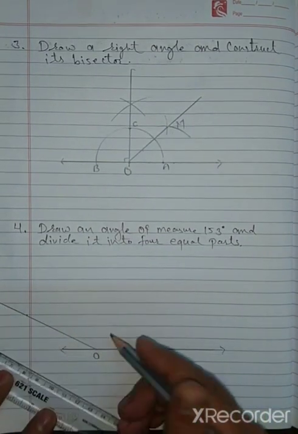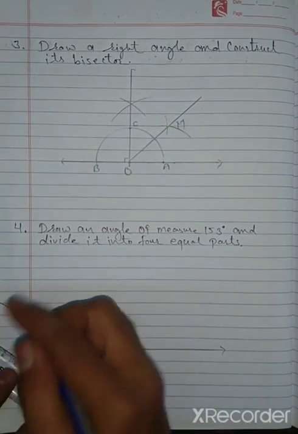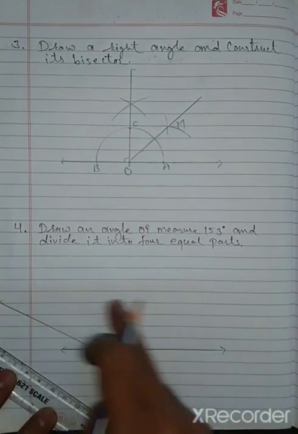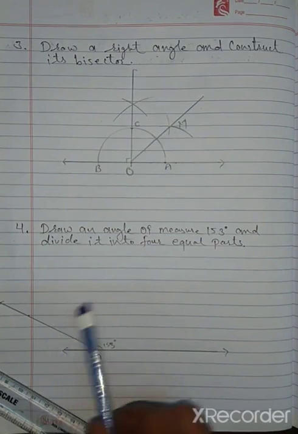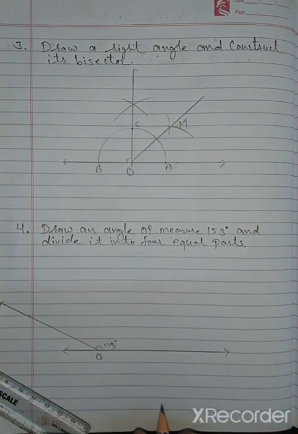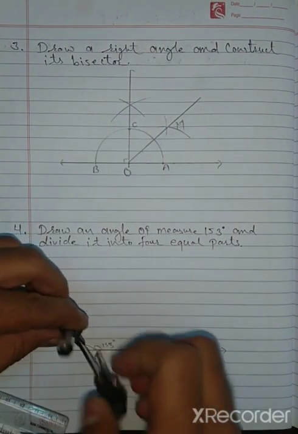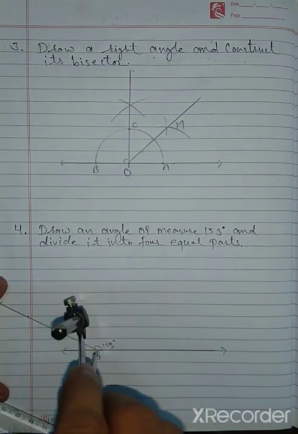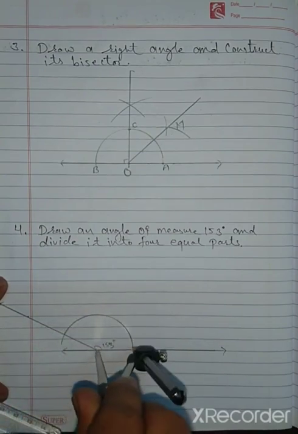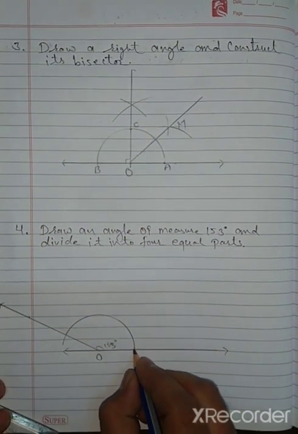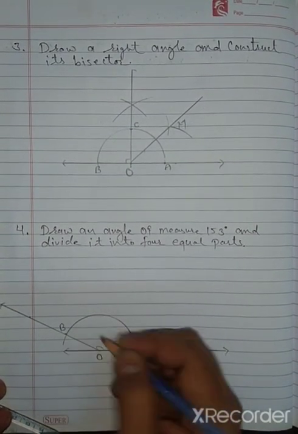So now you can see this is the 153 degree angle. Now we have to divide it into 4 equal parts. So this means we will find the bisectors of this. For that we will draw an arc. Name this point A, and this cutting point B.